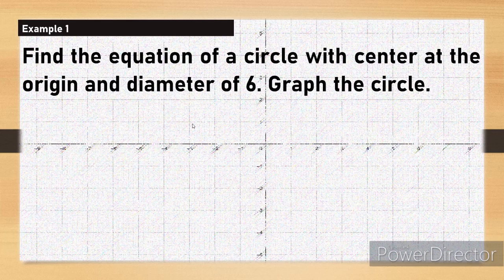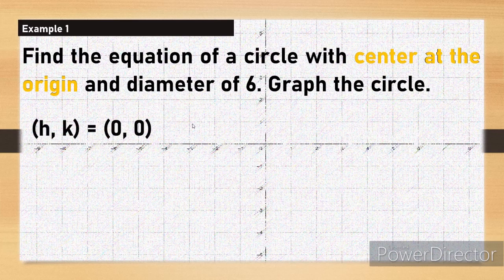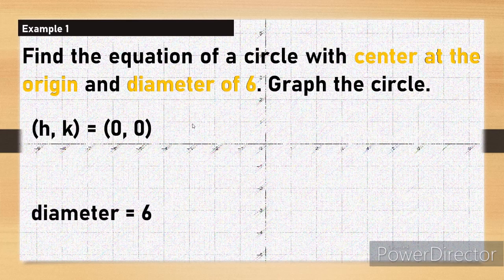First, find the equation of a circle with center at the origin and diameter of 6. Graph the circle. In this problem, we already have the center of the circle, which is the origin, coordinates 0, 0. And instead of the radius, the given is the diameter, which is 6. Take note that half the diameter is the radius. So, meaning when we take half of the diameter 6, we get the radius of the circle. So, we have radius as 3.